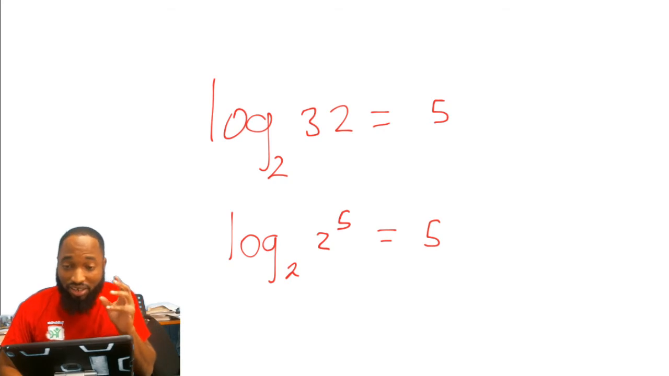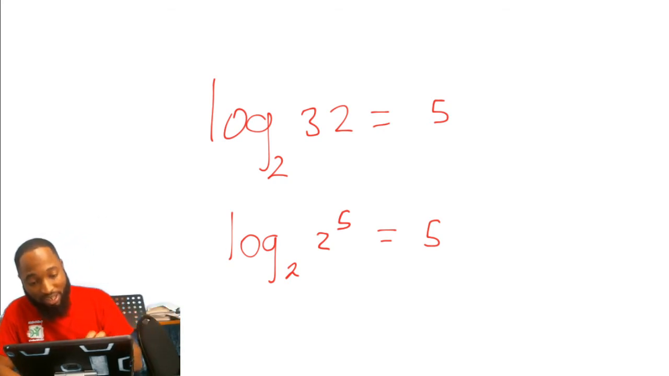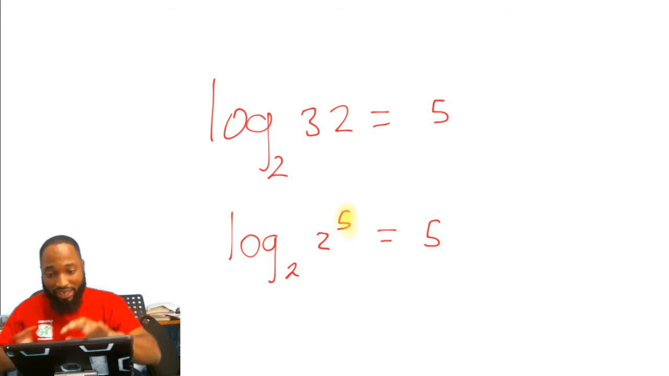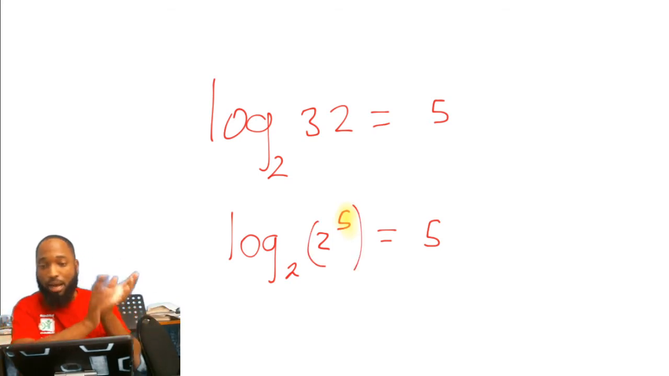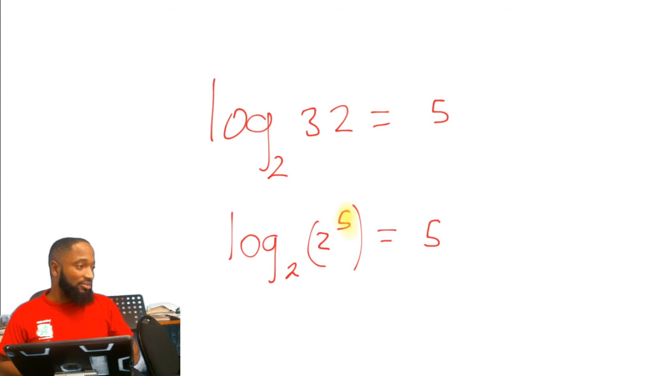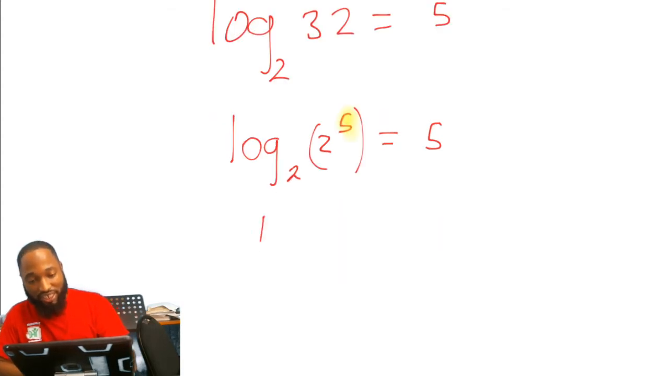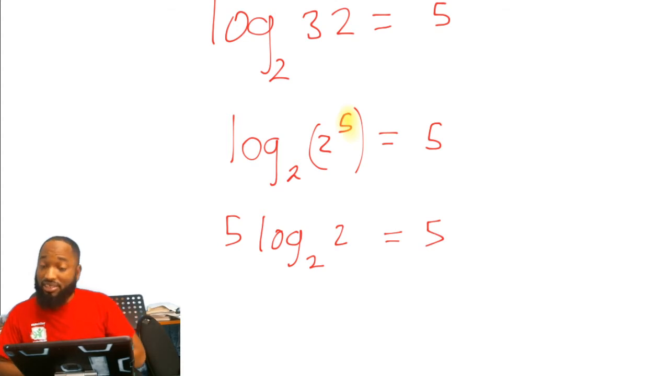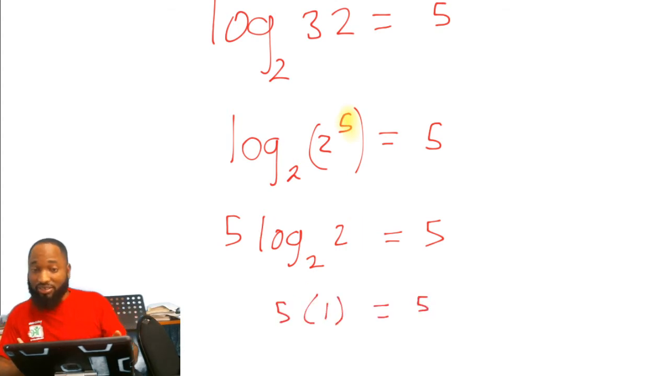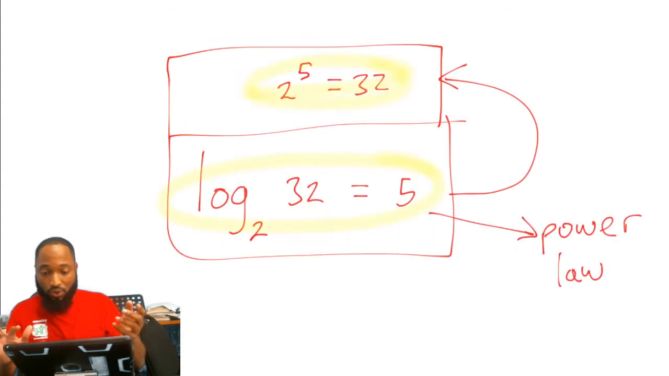The power law says that anytime you have a power inside here, you can just take that power and throw it in front. Watch this. You can just say log to the base 2 of 2, and the power that was here, you just bring it in front. So this is really saying 5 times log to the base 2 of 2, which is 1. 5 by 1 is 5. Yes, that is correct.